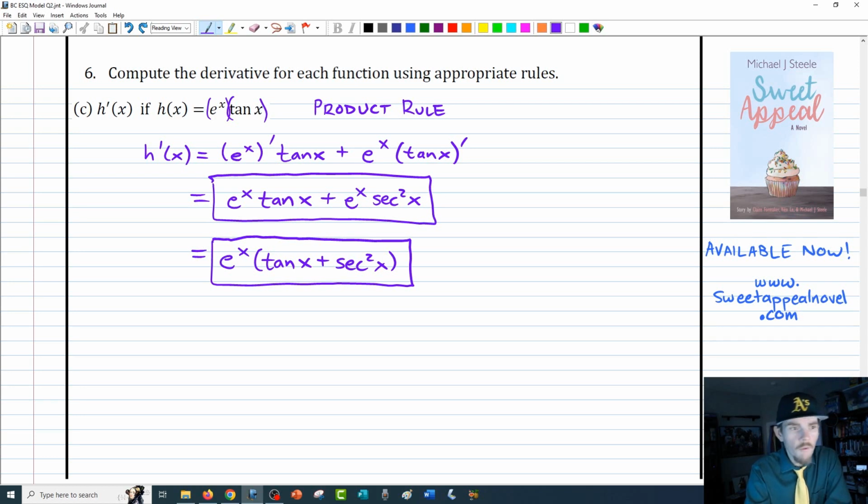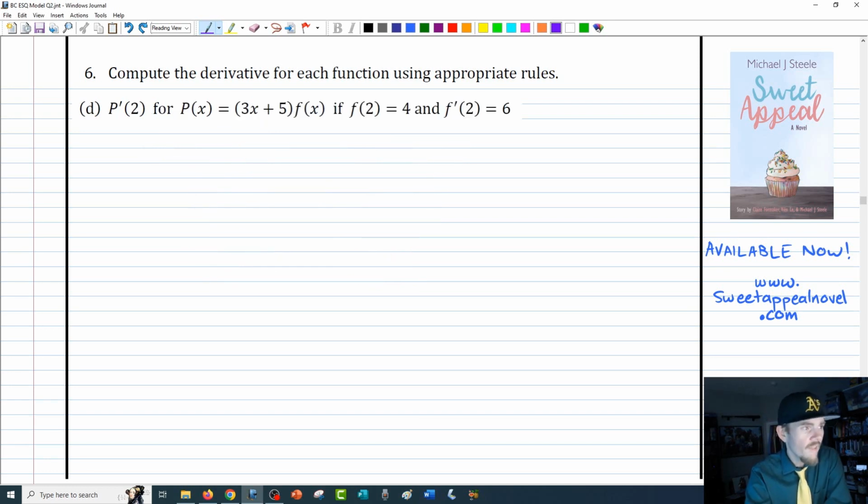That looks perfectly reasonable. And it also leaves me time to do probably one more problem, which is convenient, because I think there's one more problem on this section of the FRQ. There it is. The last one asks us for p prime of 2 for p of x equals 3x plus 5 times f of x. This one is pretty clearly going to be product rule. I think you can probably see it as well here. It's a product of two different functions that's being differentiated, but there's this extra complicating factor of p prime of 2, and we're given some function values, so a lot to think about here.